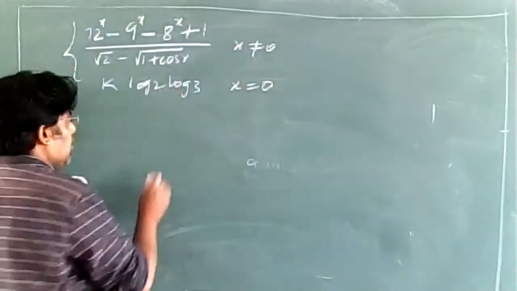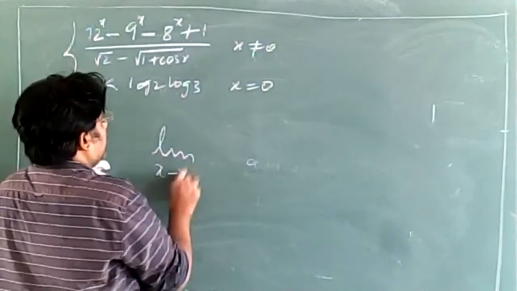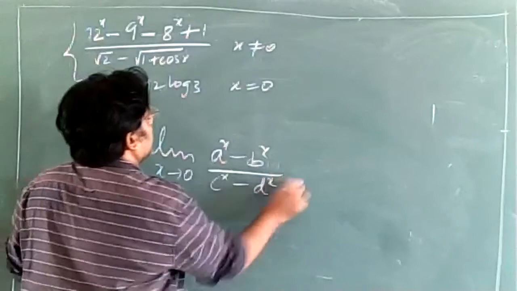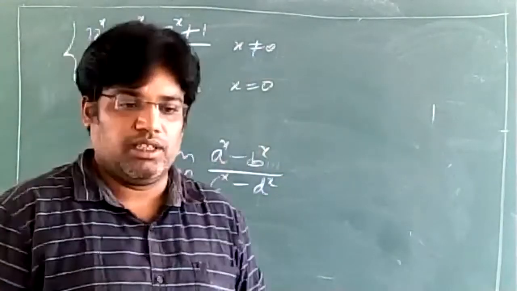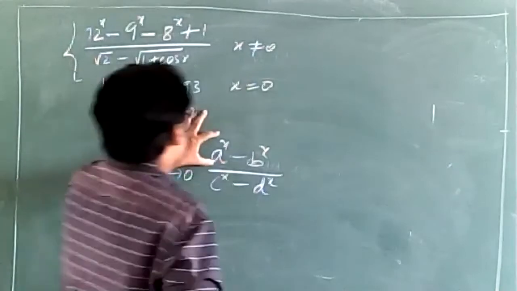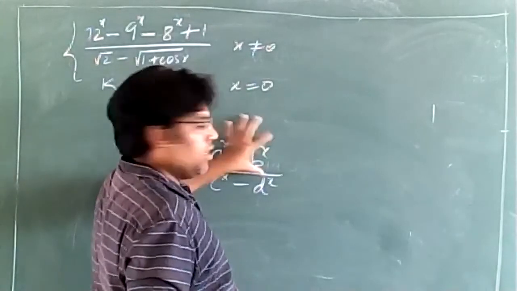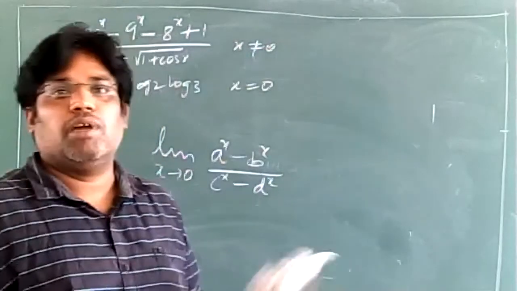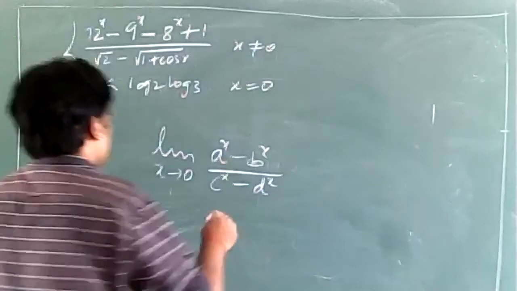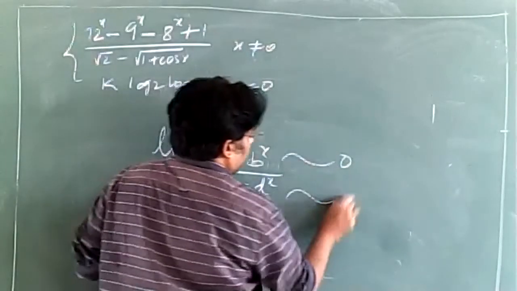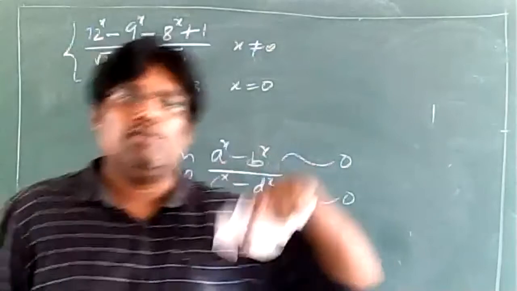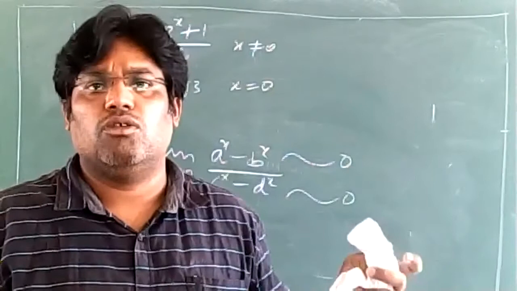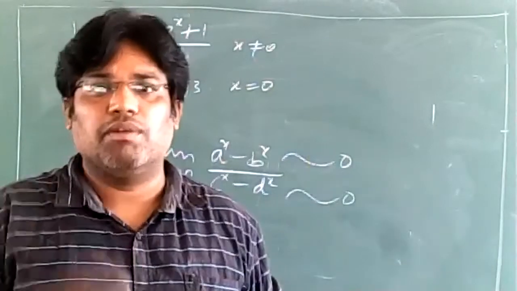For example, look, limit x tends to 0 of (a power x minus b power x) by (c power x minus d power x) is equal to 0. I have taken some example. When you apply the limit, a power x at 0 is 1, b power 0 is 1, so it is 0 by 0. If you keep on differentiating, the solution does not come, because the numerator part will attain 0 and the denominator part will attain 0 for n number of times. Even differentiating n number of times, the numerator part will not vanish to 0, it will stay close to 0. Same thing with the denominator.